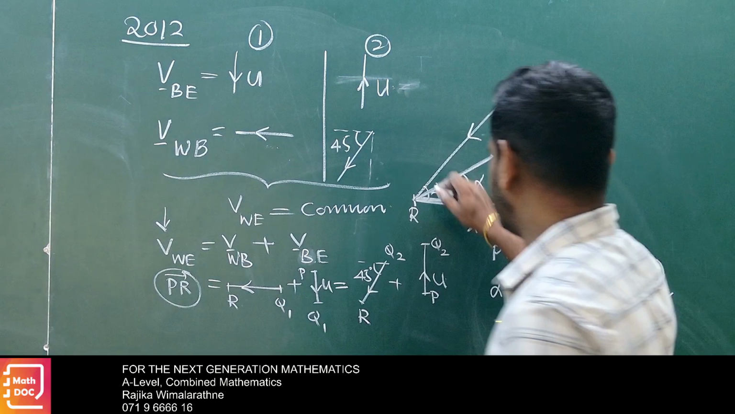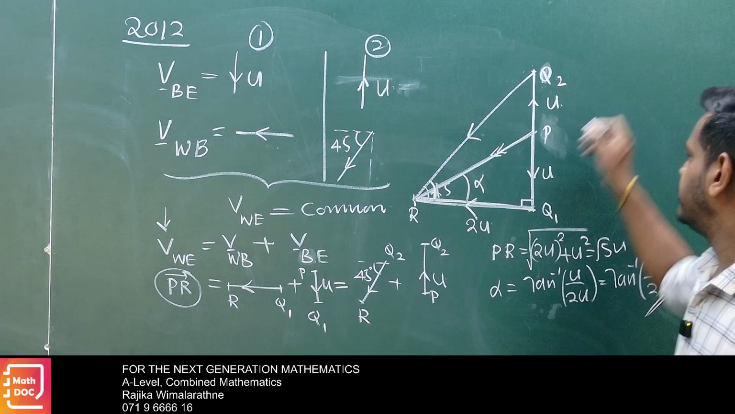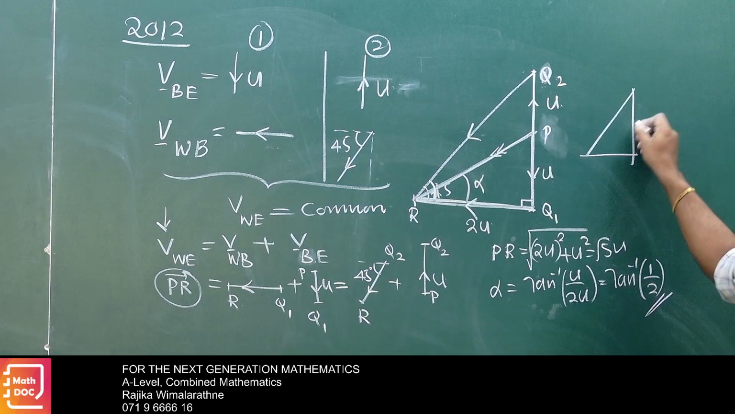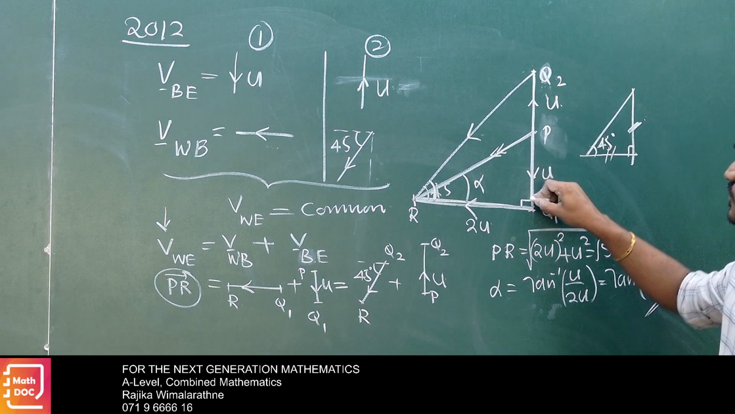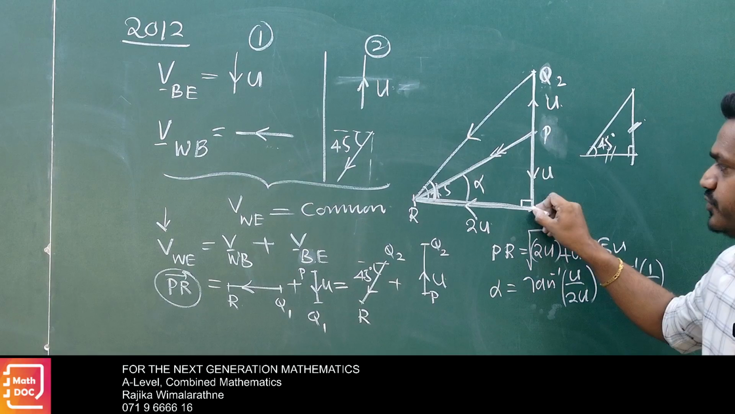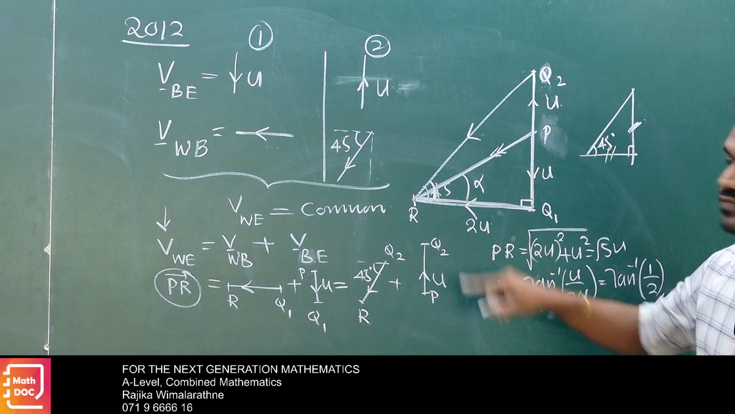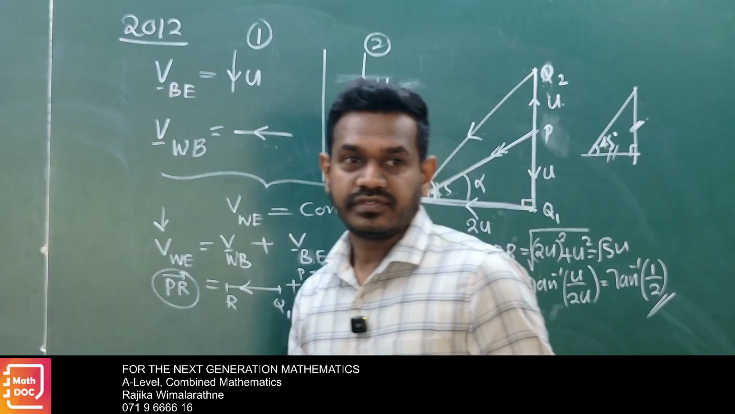Here is a 45 degree inclination. We know for a 45 degree inclination these two sides are the same, no? This is 90 degrees, and then only this is 45. Here now 2U, this will be 2U because of the 45 degree inclination. Okay, then go to the 2011 LL question.